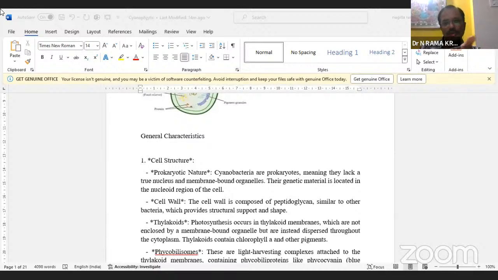Some other members of cyanobacteria are heterotrichous. In heterotrichous forms, two types of branching are there. One is false branching, and the second is true branching. That's why we say heterotrichous: one is false branching, the second is true branching. Is it clear now?